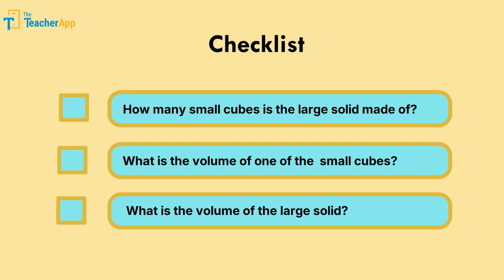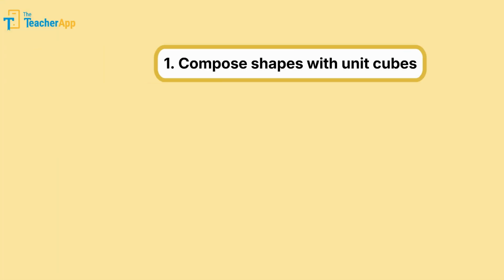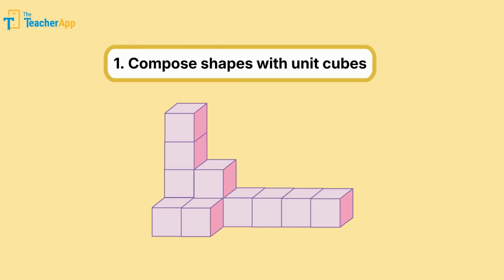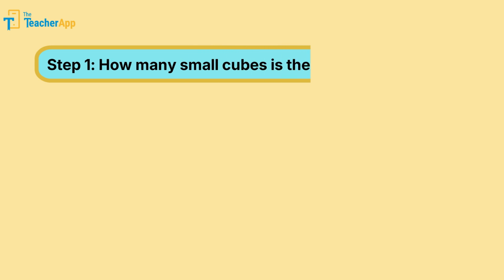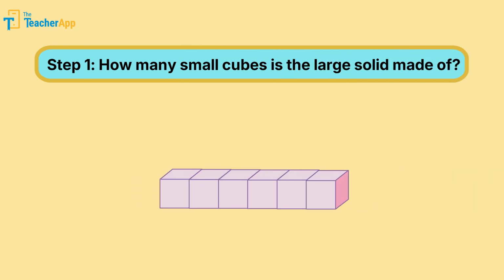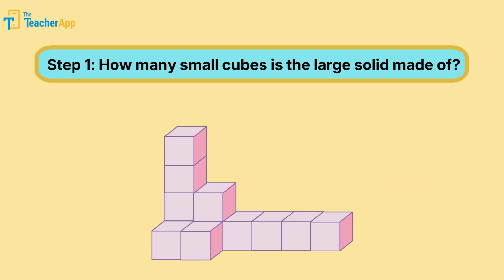Let me show you with an example. Compose simple shapes with unit cubes to make the students visualize how a composite solid is made as per the checklist. Ask the students the first question. How many small cubes is the large solid made of? And have the students count the number of unit cubes in each shape by decomposing the shape.